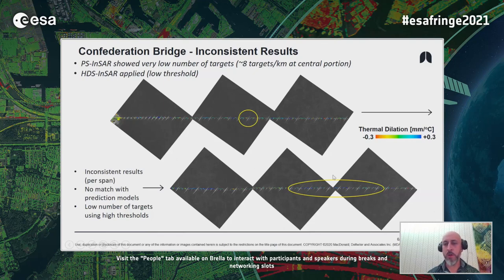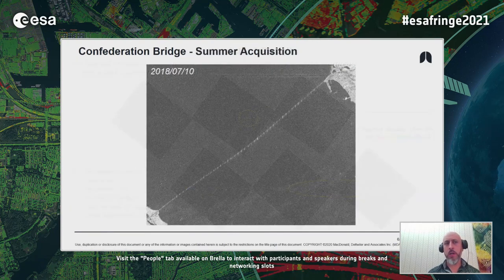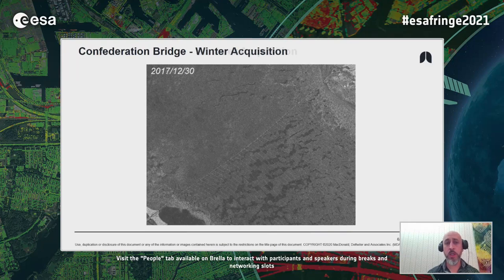Here we are observing those variations along 10 spans when we should observe something more roughly similar to what we observe in here. So there is no good match against the predicted models. So what's going on in here? Here we have a typical scene intensity image for a summer scene. Here we have one winter scene.